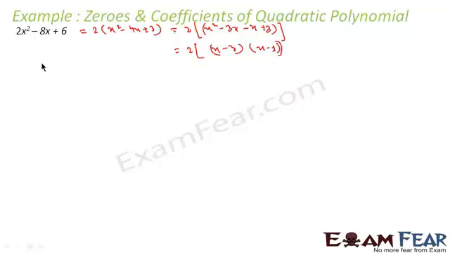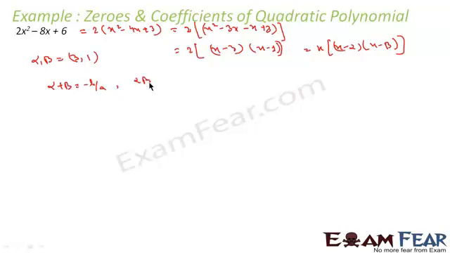So thus I can say that alpha and beta in my case is nothing but 3 and 1, because this is nothing but k into x minus alpha into x minus beta. Correct? So comparing these two equations, I can say alpha and beta are 3, 1. Correct? Also we know that alpha plus beta is equal to minus b by a, and alpha beta is equal to c by a. We'll prove this actually. Now first let's find alpha beta.